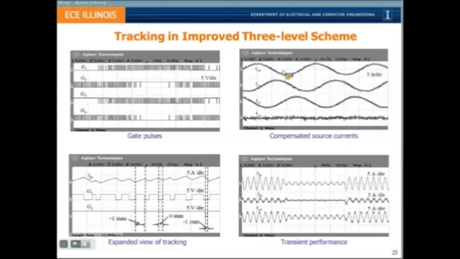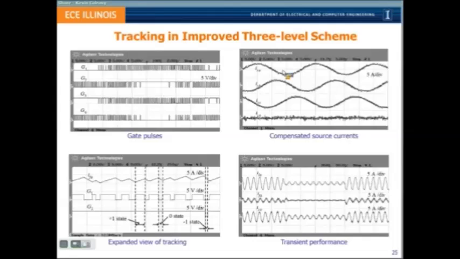They tend to minimize the switching losses of the inverter. And we saw this earlier. This is just for a 3-level, and the earlier one was for a 2-level scheme. The expanded view of tracking shows how the +1 state and 0 and -1 occur. This is important to study why the switching losses have come down.